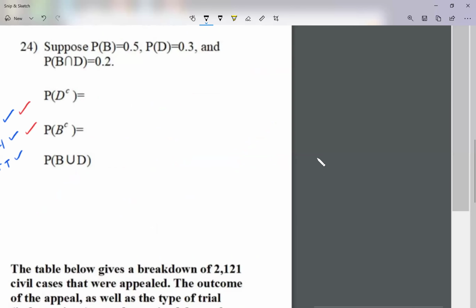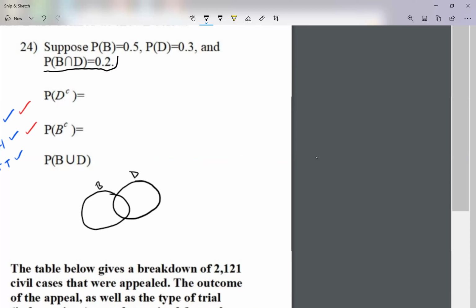I'm not going to read the instructions on the top. 24 has its own. Let's say I had probability of B and probability of D. So let's say I had 2 things out here. I'm going to write it as 2 circles that overlap. But then I'm also going to look at this overlapping part right here. Probability of B and D is 0.2. So I'm going to write 0.2 on that section where they overlap, okay?